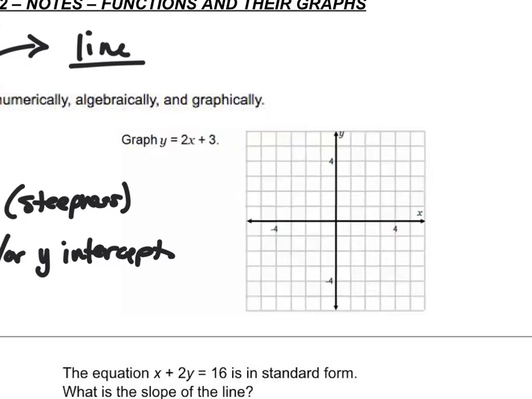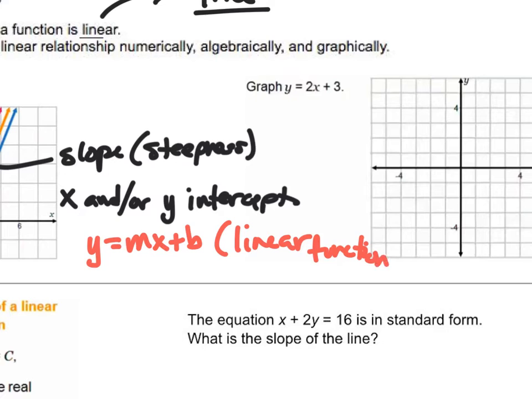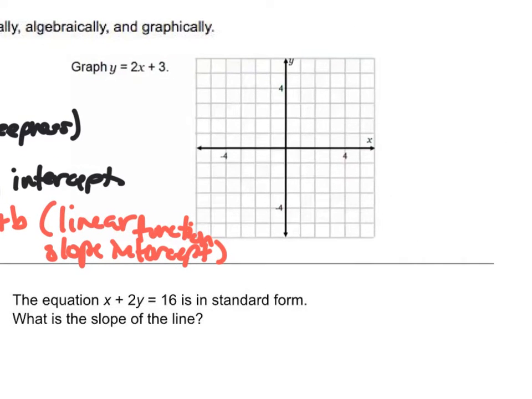The most common one that you have, and you guys are all familiar with this because it's pre-calc, is the concept of y equals mx plus b. Okay, this is a linear function, and it's called slope-intercept form, where m is your slope, and the b is your y-intercept.